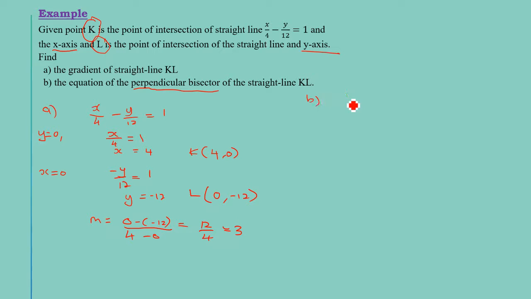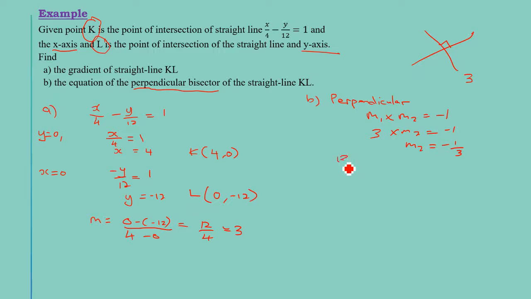Now part B, perpendicular. That means when you have two lines, the slopes must multiply. If you have your first line and second line, they must be 90 degrees to each other. So if one of the lines has slope 3, what will be the perpendicular line? So assume I call it m1 times m2 equals -1. So the slope for the second line is -1/3.